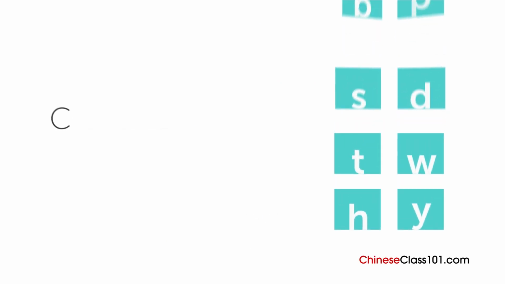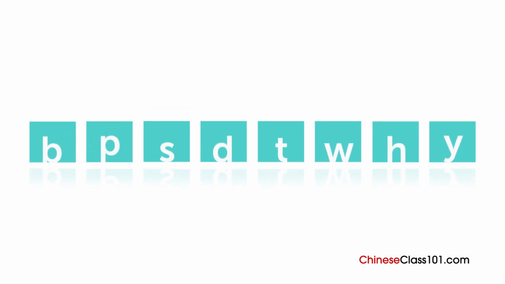In this lesson, you'll learn 8 Chinese consonants: b, p, s, d, t, w, h, y. These consonant sounds are identical to the ones in English, so they should already be familiar to you. Are you ready? Then let's get started.